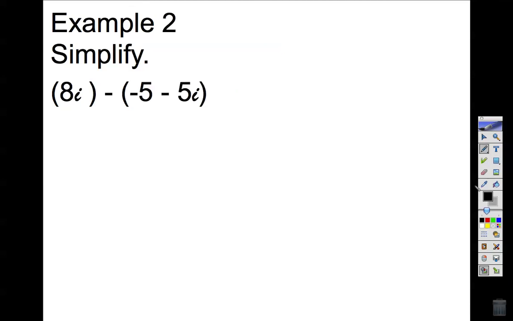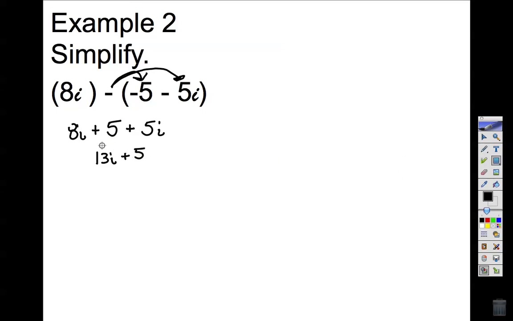Example 2. I'm going to simplify 8i minus the binomial of -5 minus 5i. Since I have a negative here, I'm going to distribute into this binomial. So I have 8i plus 5, negative times negative is positive, 5i. Out of these, 8i and 5i are like terms, so 13i, and then I have plus 5.